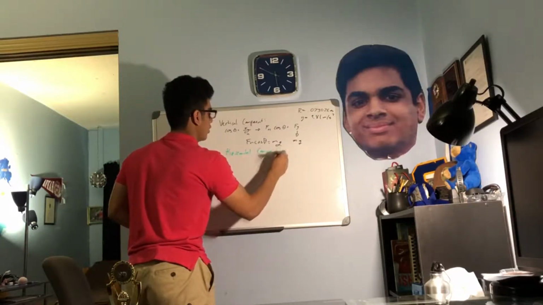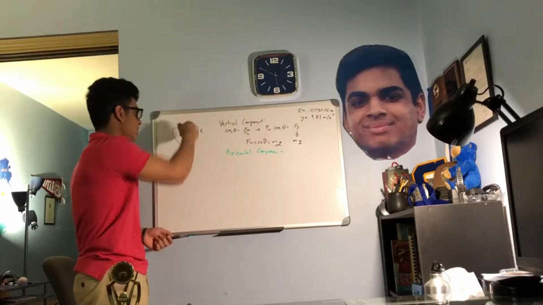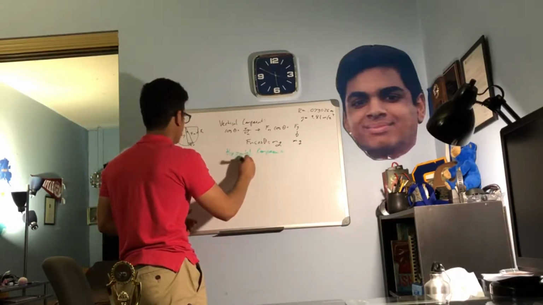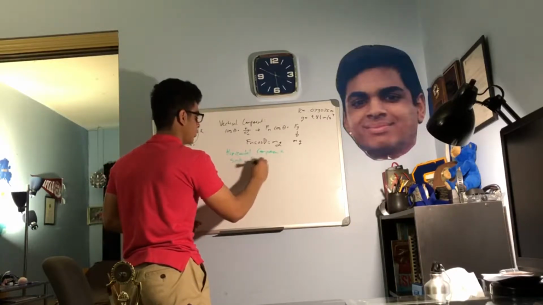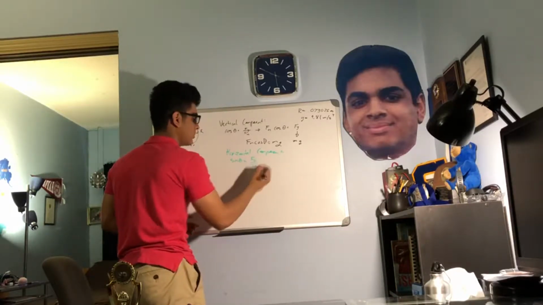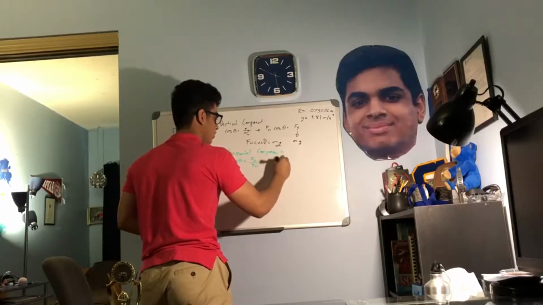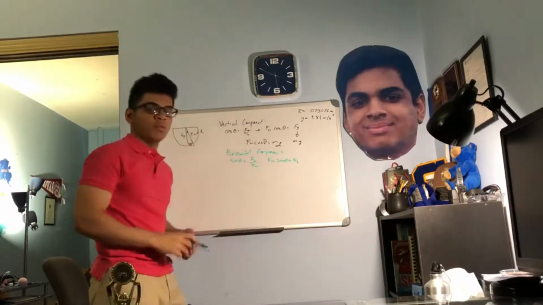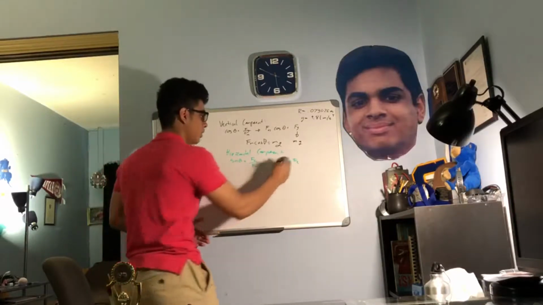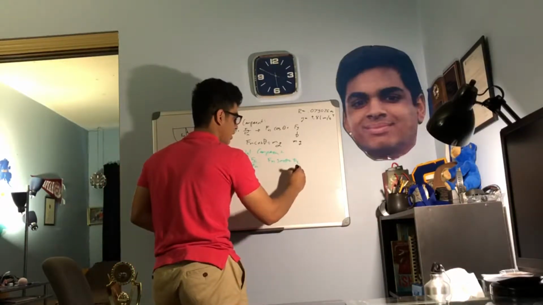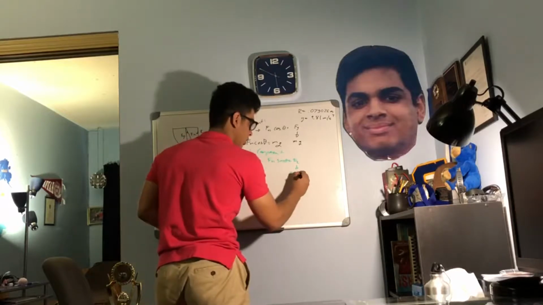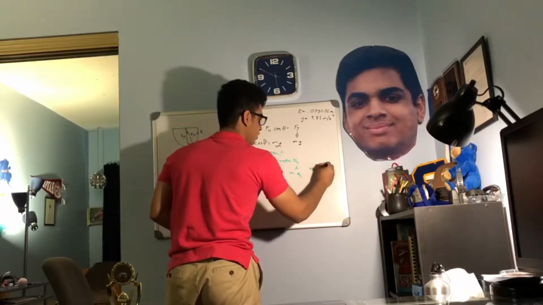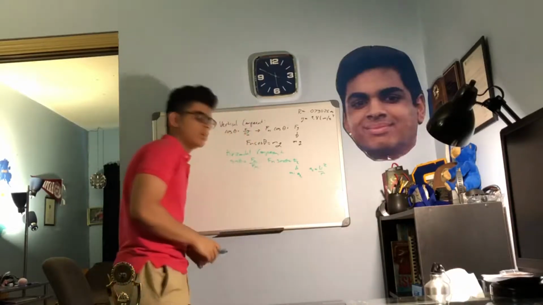The horizontal component would be sine since it's opposite over hypotenuse. So sine theta is equal to the centripetal force divided by the normal force. Same thing, multiplying by the normal force gives normal force times sine theta equals the centripetal force. Once again, Newton's second law: force equals mass times acceleration. So centripetal force is equal to mass times centripetal acceleration, and centripetal acceleration is equal to velocity squared divided by radius.